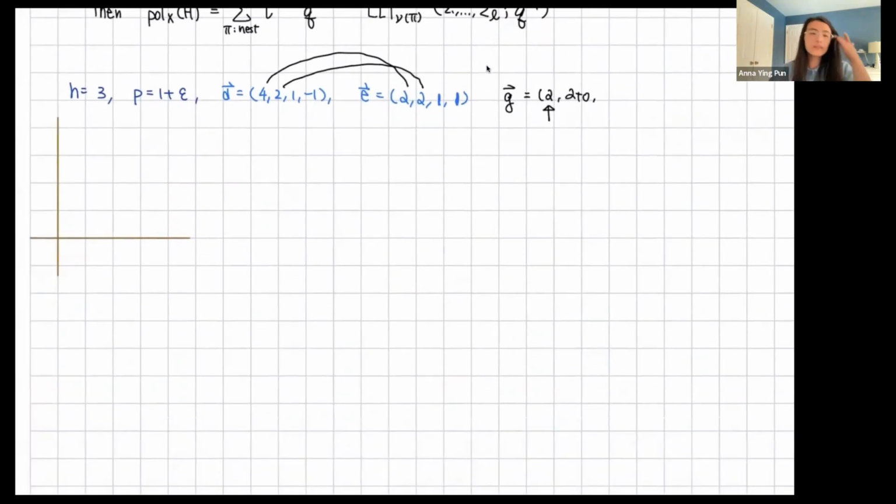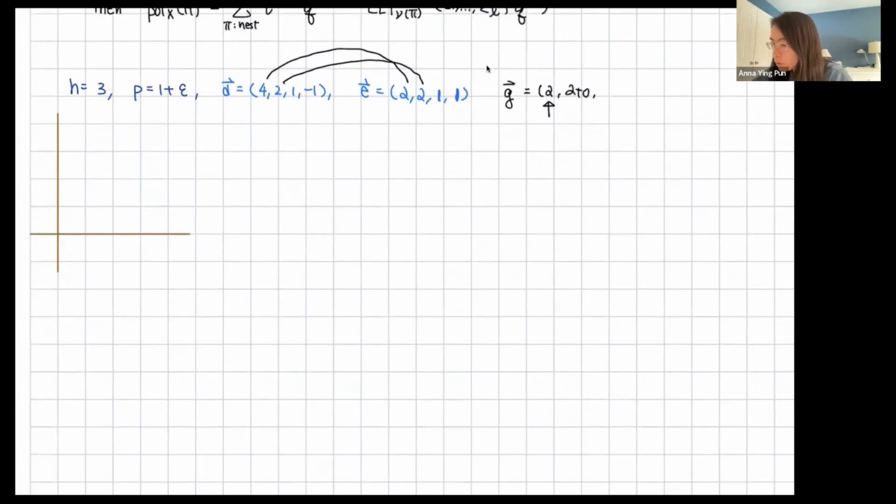Okay, so again, I choose H is 3, choose my P, which is 1 plus epsilon, so that it is non-rational, so irrational. And now I'm going to compute the G. So what is the G when you have the source and the sink? So the 4, 2, 1, minus 1, 2, 2, 1, 1. The first one is 2 because I have 4 minus 2. This one is the first one plus 2 minus 2, so 2 plus 0. So I still have a 2, right? So this guy is 2.